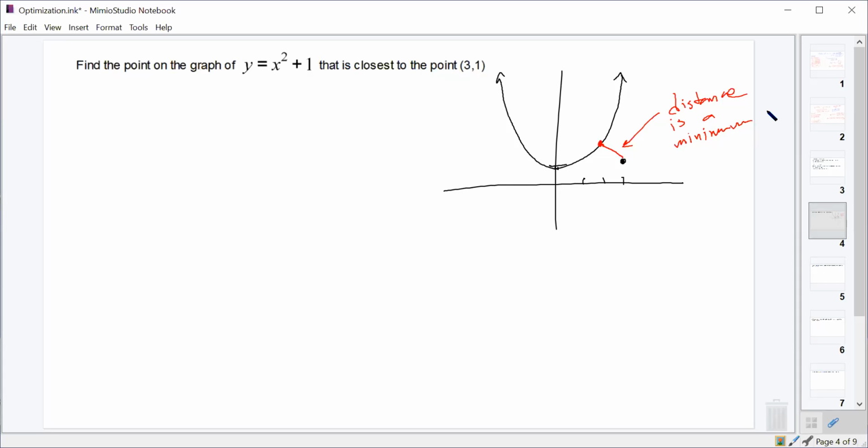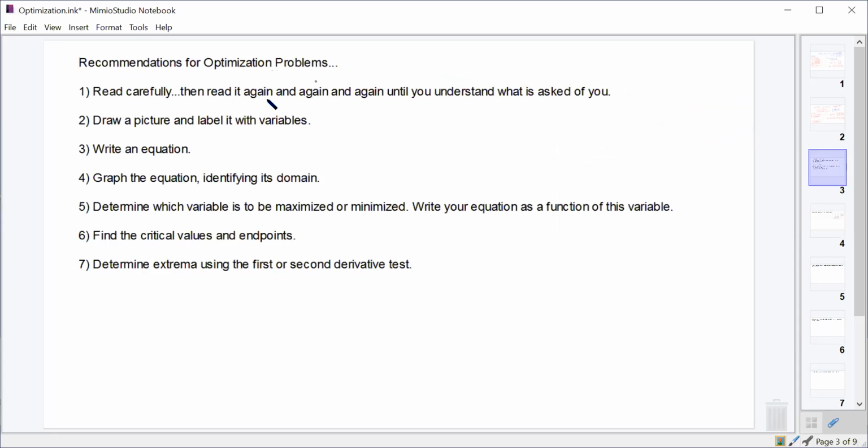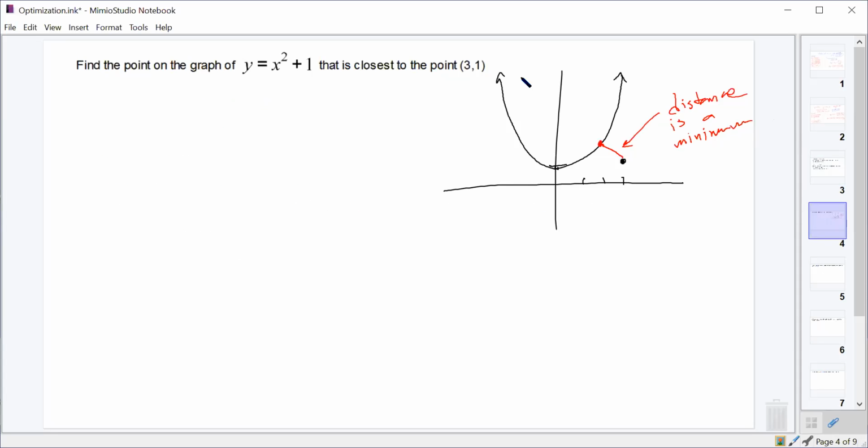So let's see how we've done with our steps so far. Number one, we've read, we understand what's being asked. We drew a picture. I didn't quite label it with variables yet. Let's label it with everything we can. So there's the x-axis, that's the y-axis. This is the function y equals x squared plus 1. We've got some point here, which we've got labeled as 3, 1.